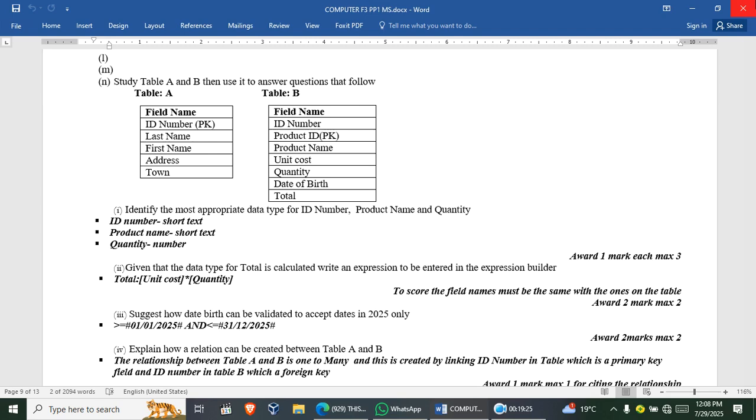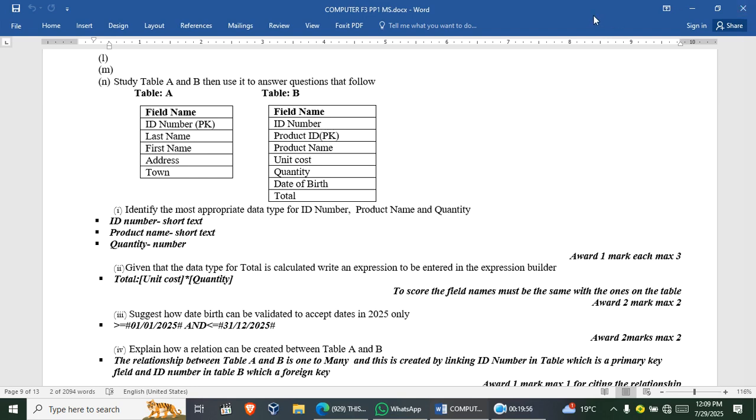Identify the most appropriate data type for ID number, product name, and quantity. For that case, you can see ID number should be short text because you may need to reduce the field size. For example, you need it to be 8 characters. That's why I have put it as short text. Then we have product name. This is also short text or text, depending on the Microsoft Office you are using. Then the quantity is number.